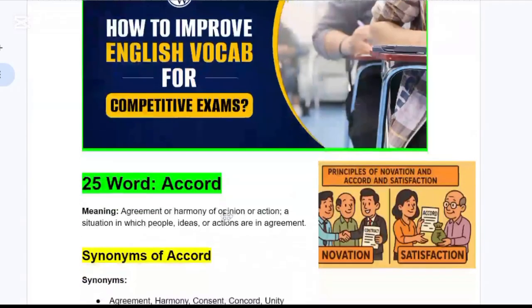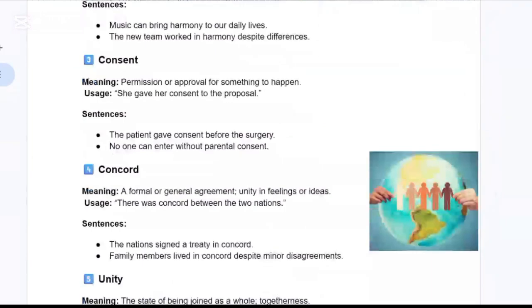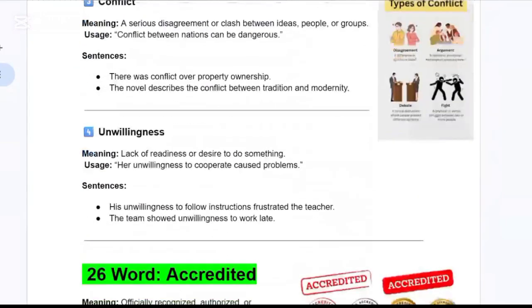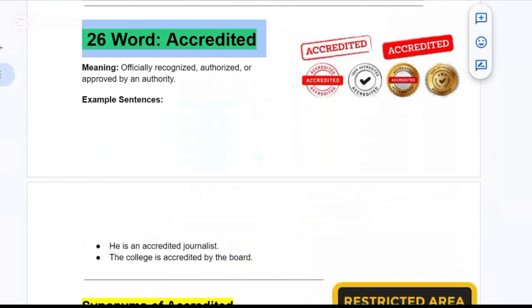So the word was accord, and synonyms are agreement, harmony, consent, concord, unity, and antonyms discord, disagreement, conflict. And if you want to memorize in detail, you can write the synonyms and antonyms and all the examples from these notes. Next word, 26th, is accredited.